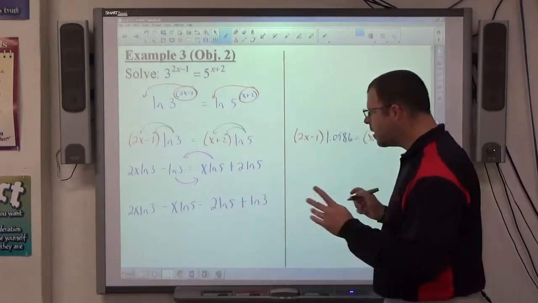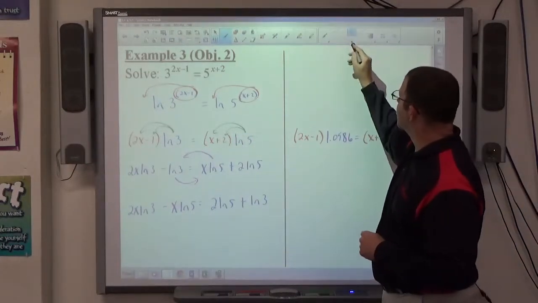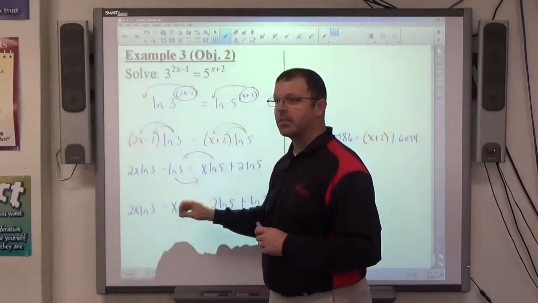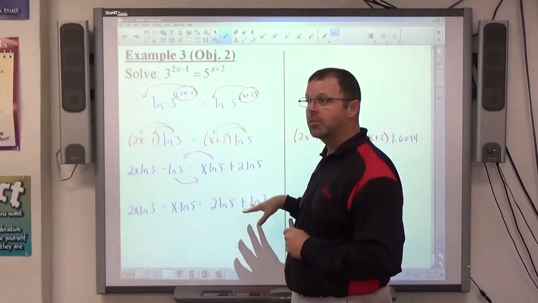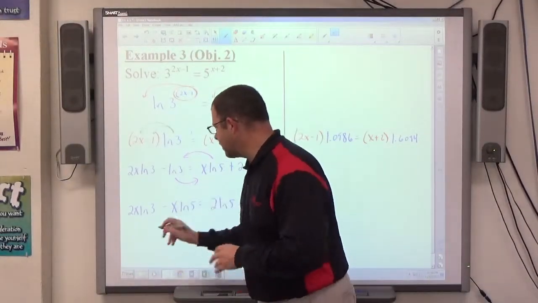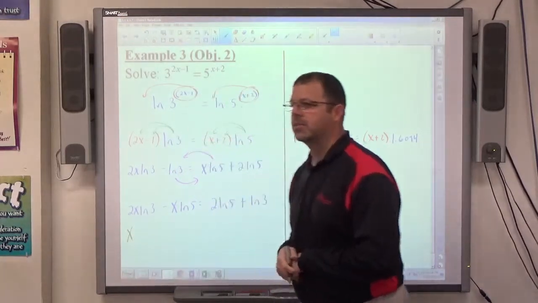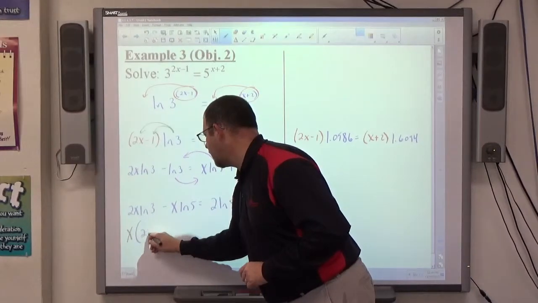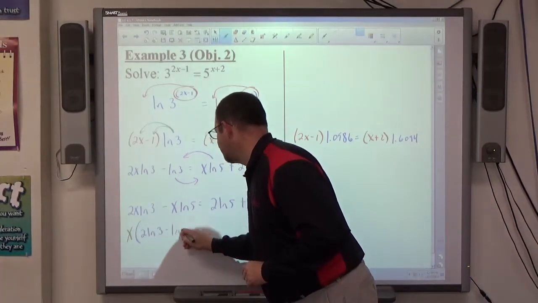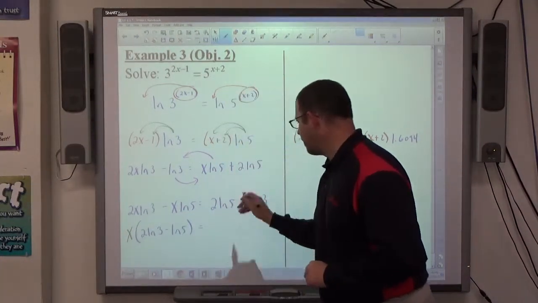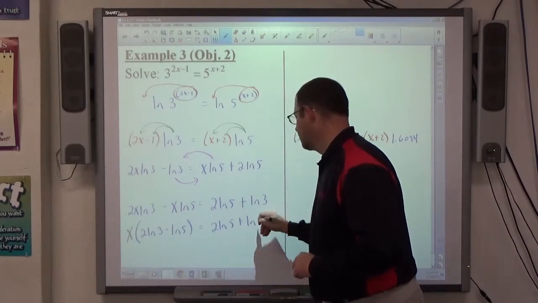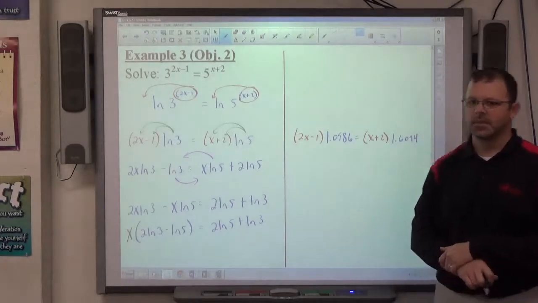Right? Now, what's going to happen when you're doing this, and again, for the exact answer, is you're going to probably get multiple terms containing x, multiple terms not containing x. Okay? The side containing x, I'm going to take out a common factor of x. That leaves me, if I take x out, with 2 ln 3 minus ln 5. Over here, I've still got 2 ln 5 plus ln 3.